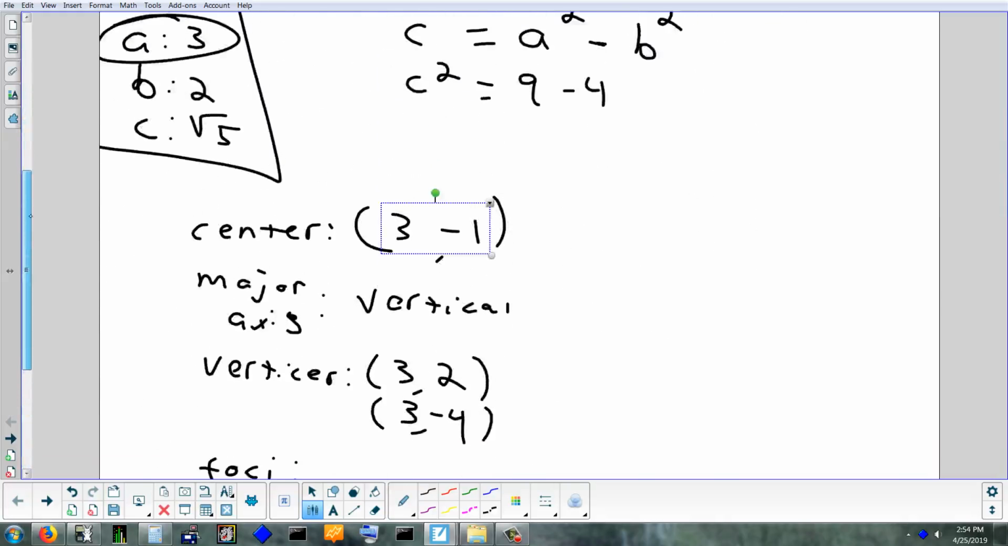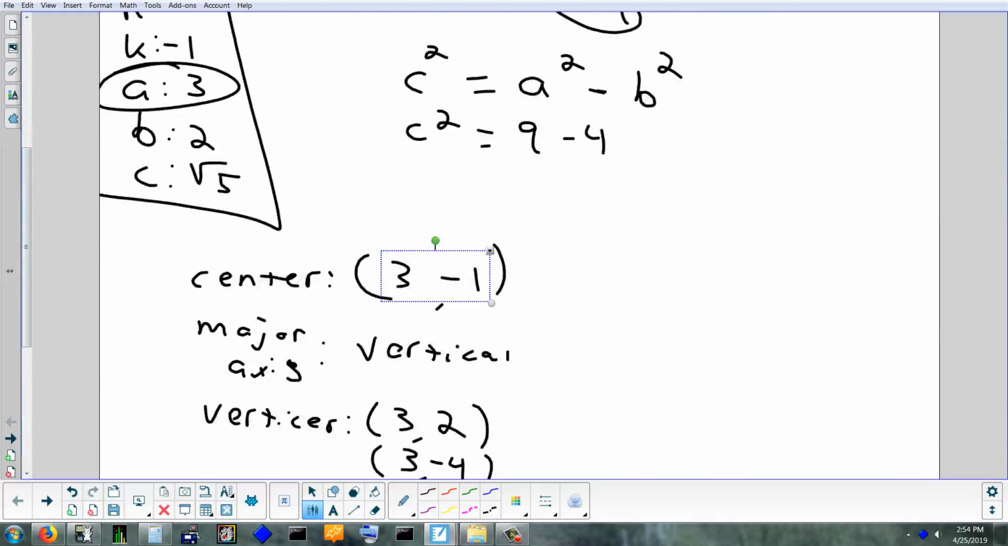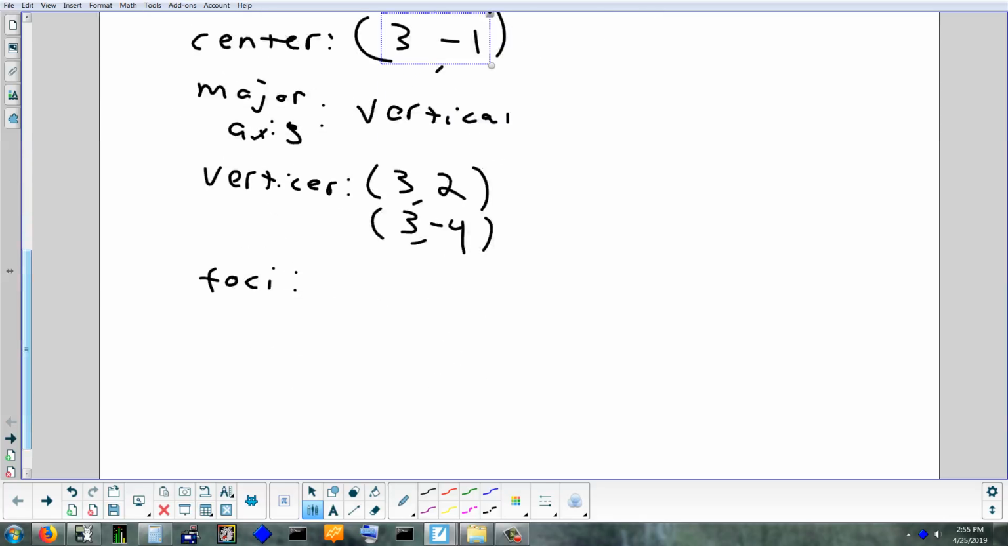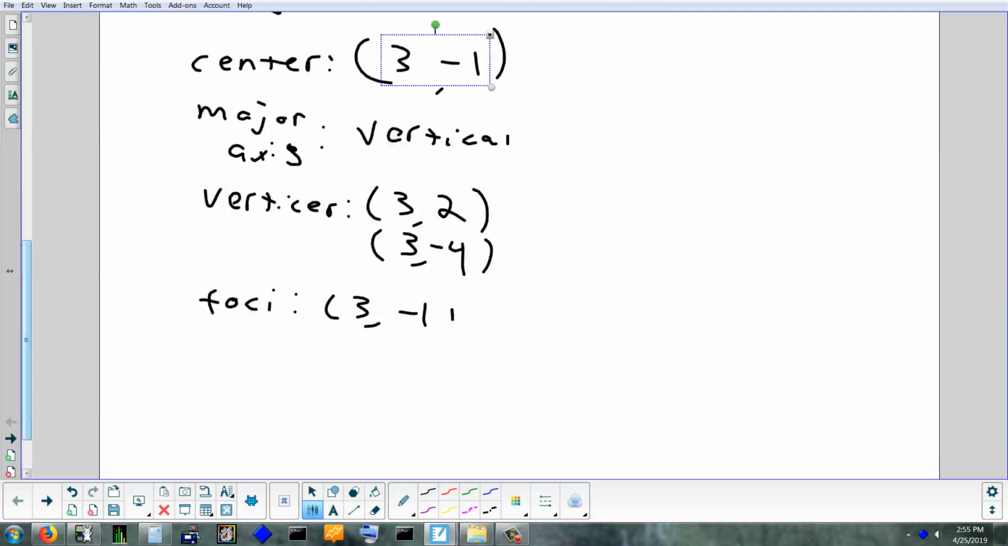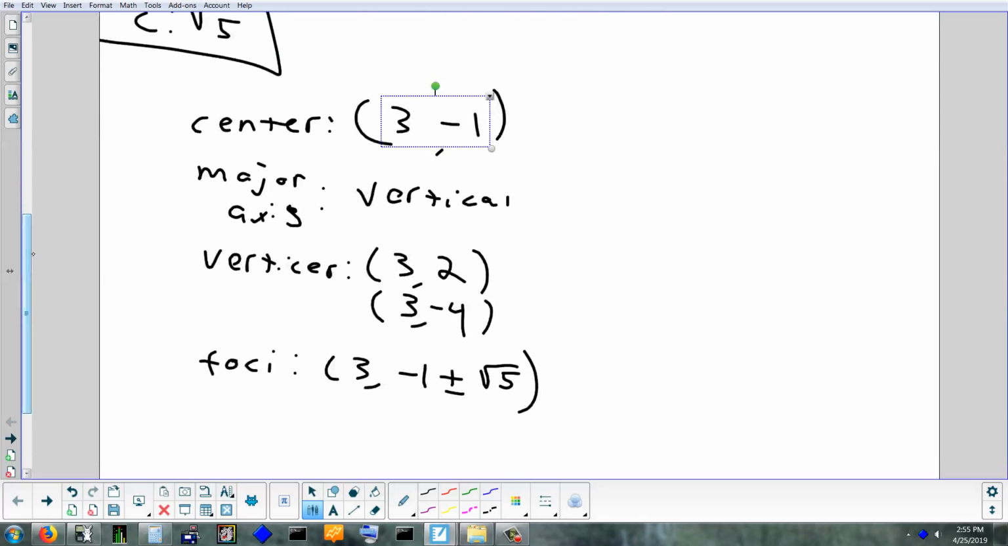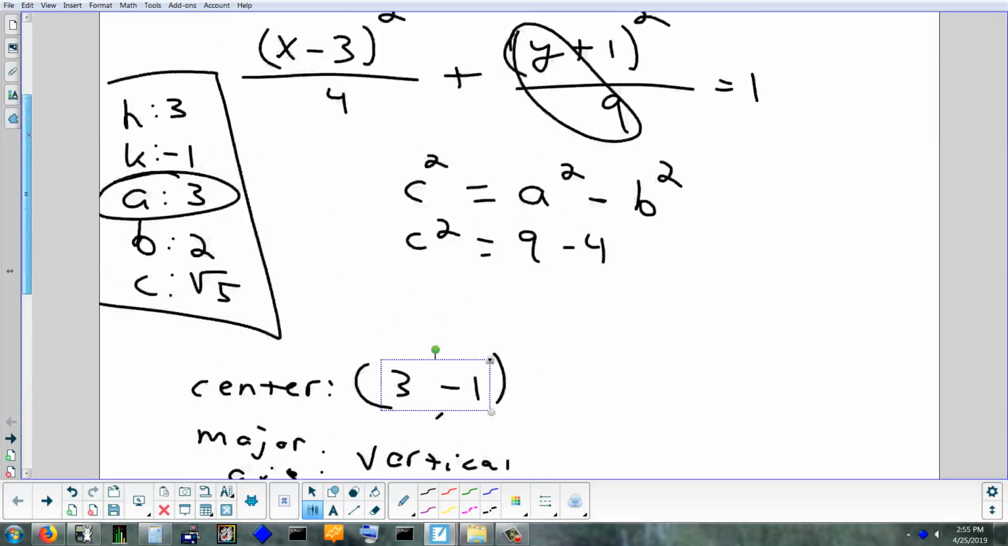How far are the foci from the center? They're the square root of 5, up and down. Up and down is the y value, so the x value isn't going to change, but we take the y value and shift it up square root of 5 and down square root of 5. Those would be the coordinates of your foci. Is that it? That's what the problem would be: find the vertices, the foci, and the center.